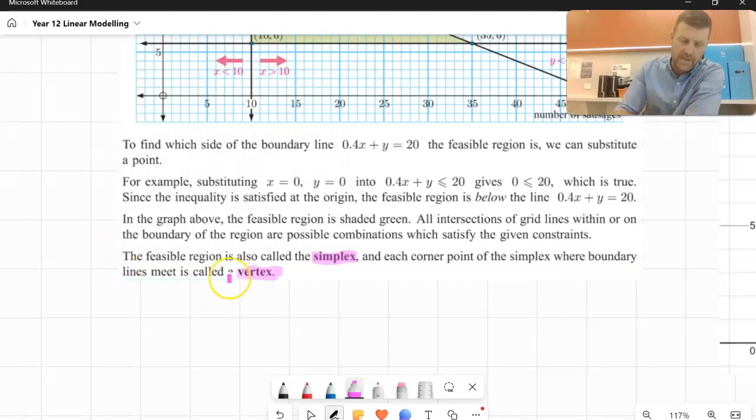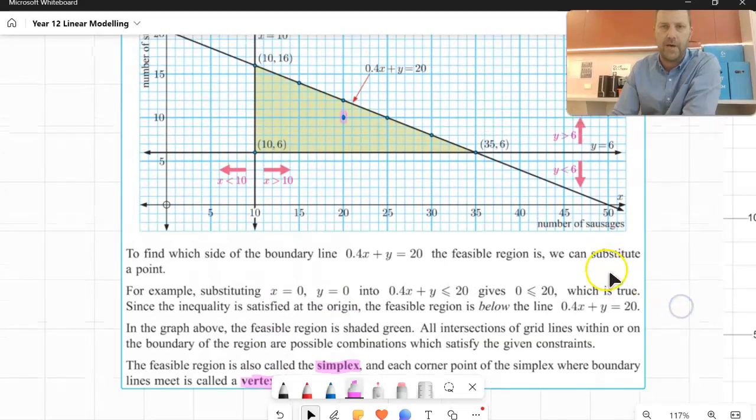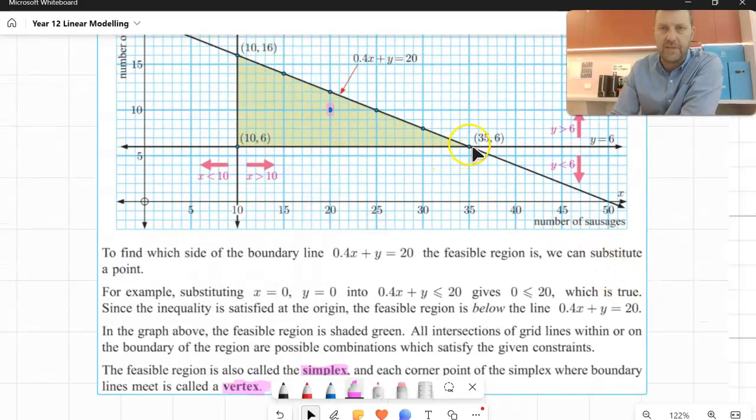Now, vertex or vertices is the plural. Vertices in feasible regions are really important. So I'll show you what I'm talking about here. Here is a vertex at coordinates (35, 6). Here is another vertex here at (10, 6). And here is another vertex here at (10, 16). So it's a triangle. It has 3 vertices. Those vertices are really important because they often represent optimal solutions, or one of them will anyway. Okay, we'll talk about that later.